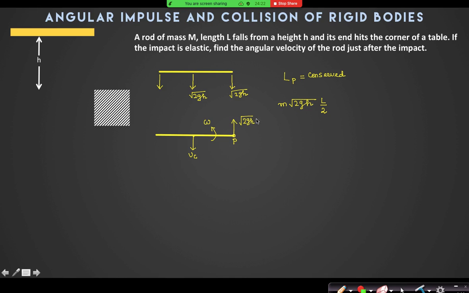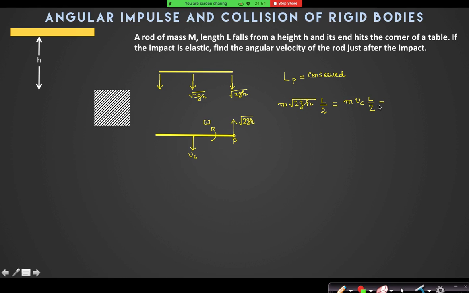Now, the angular momentum before collision is m root 2gh into L by 2, and that should be the angular momentum just after the collision. Can you tell me the after-collision angular momentum about point P? MVC into L by 2 plus ML square by 12 omega.